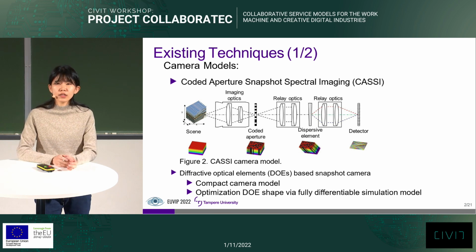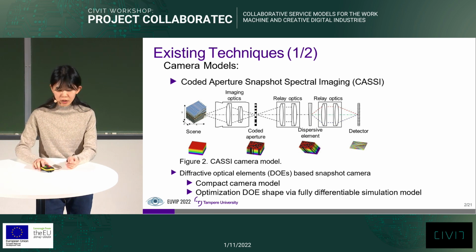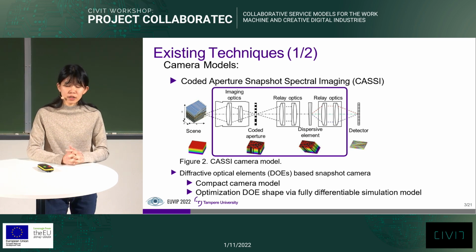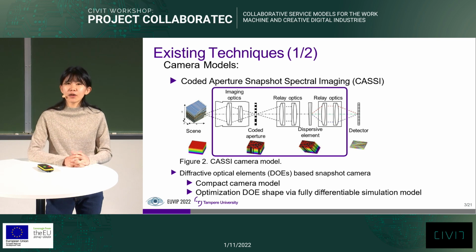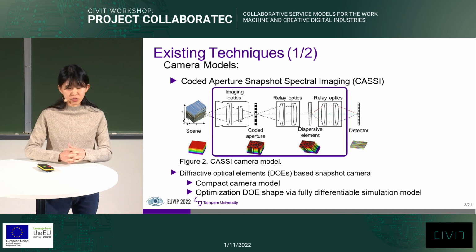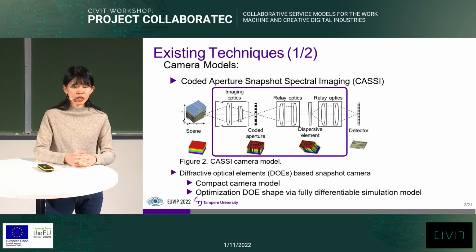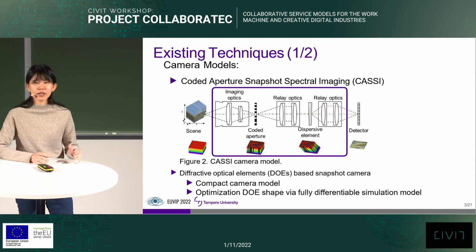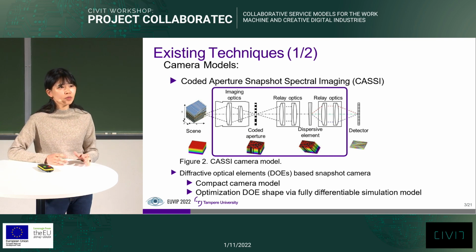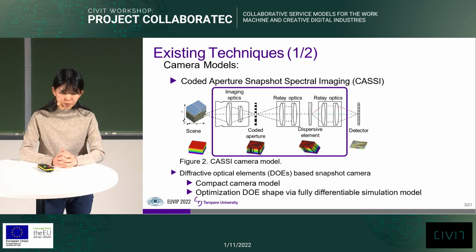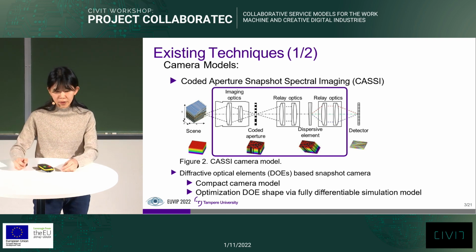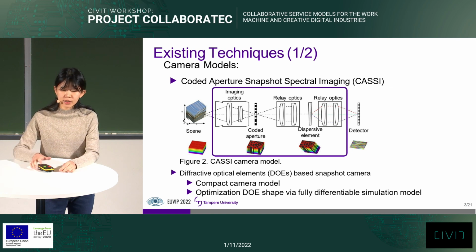This uses amplitude modulation, but another method that came out as a substitute modulates the phase information of the signal. Using diffractive optical elements can replace all those bulky optical elements inside the purple box, so it is a very compact form of hyperspectral imaging, with the DOE patterns optimized through a fully differentiable simulation model.